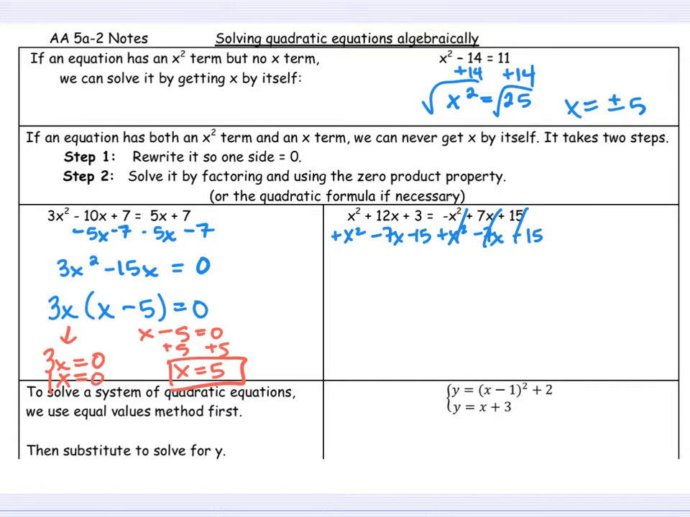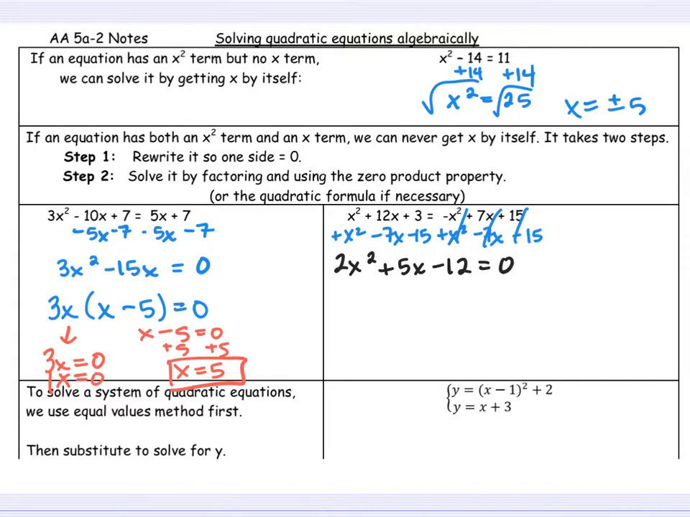x squared plus x squared is 2x squared. I'm going to put that in a different color. So 2x squared, 12x minus 7x is positive 5x, and then 3 minus 15 is negative 12, and that all equals 0.